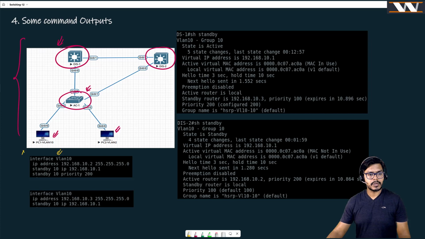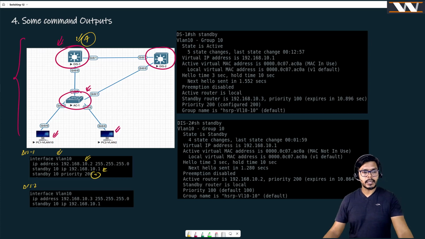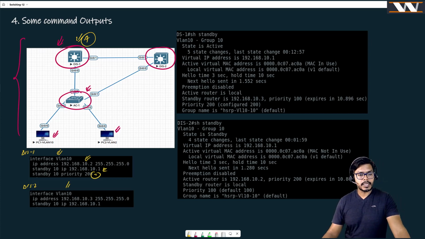This is the configuration of distribution 1. This is the configuration of distribution 2. You just need to configure the IP address 10.2 and what should be the virtual IP address. Port priority I have given 200 so that this switch becomes my active switch when HSRP syncs, right? Then if we talk about VLAN 10 configuration on distribution 2, I have just configured the IP address and then standby 10 IP virtual IP.